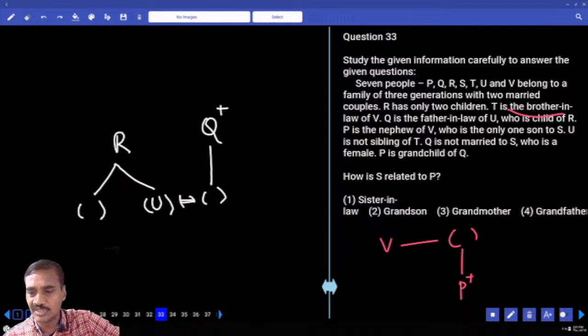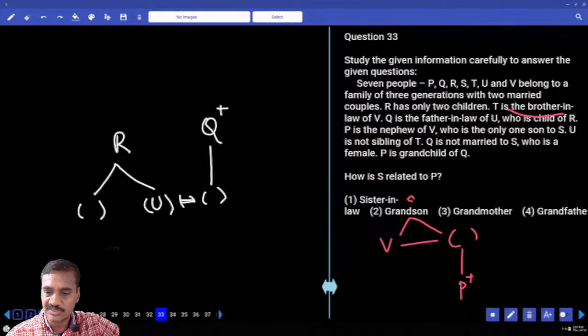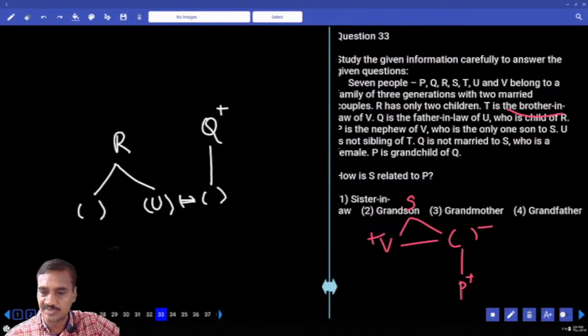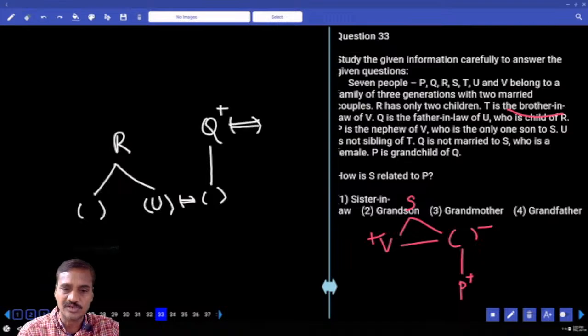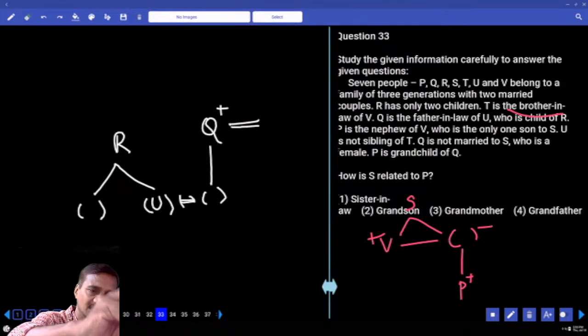V is the only son to S. This person is male. This person must be female. And U is not the sibling of T. U and T cannot be here. Q is married to S. Now who is married to S here? Now Q is not married to S.